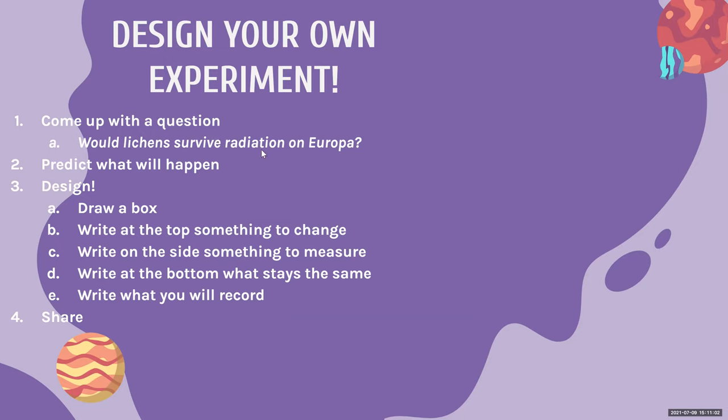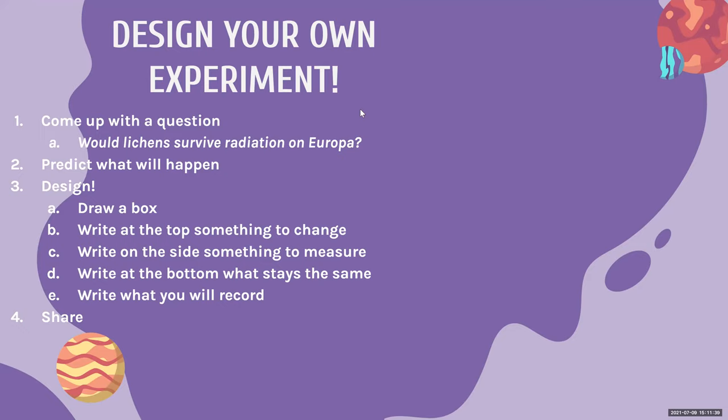So if you guys come up with a question, the next thing to do would be to predict what will happen. And this would be your hypothesis. Not all experiments need to have a hypothesis, but it gives you a good idea to see if this experiment is realistic enough to test. Like, if you don't know enough to predict, maybe you need to think of a smaller question, right? At least for this, since I know a decent amount of Europa, I'm going to say lichens could survive radiation depending on where they are on Europa, right? So on the surface, they may not do very well, but we know that there's also an underground ocean on Europa. So maybe they could live there better than we could.